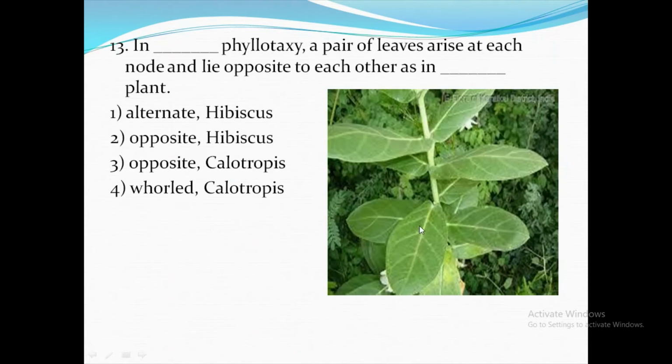So this is the Calotropis plant showing opposite phyllotaxy. Here you can see from a single node two leaves arise which lie opposite to each other. Whereas in case of hibiscus, only one leaf arises from a node. So hibiscus shows alternate phyllotaxy, whereas Calotropis shows opposite phyllotaxy.